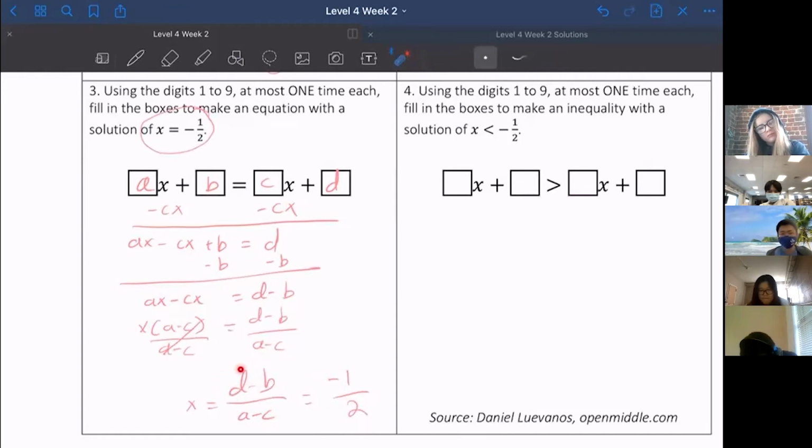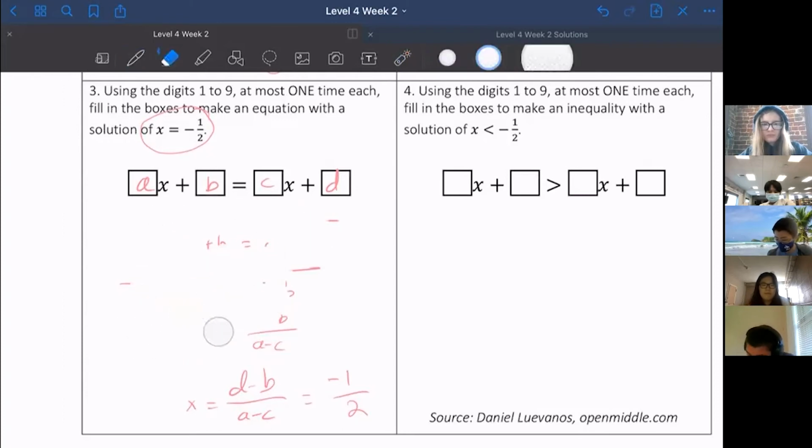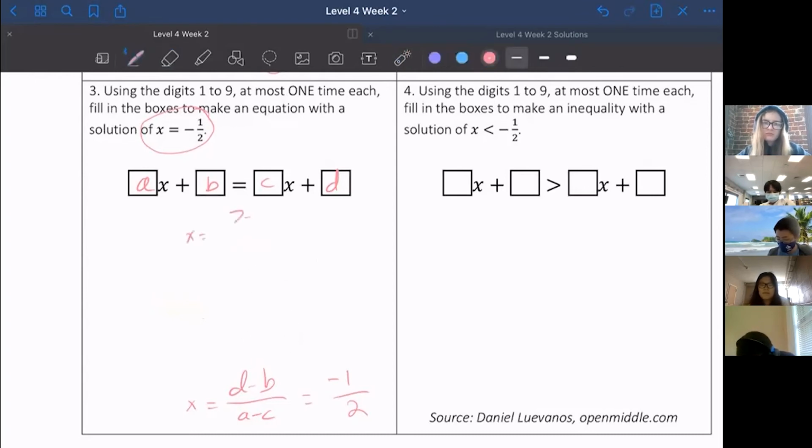So can you give me a pair of 2 numbers that when you subtract them, you get negative 1? Just any 2 numbers from 1 to 9. Okay, so we can do 7 minus 8. I need to do a little bit of erasing here. We can try x is equal to 7 minus 8 over, and then we still have the bottom, which is going to be 2.